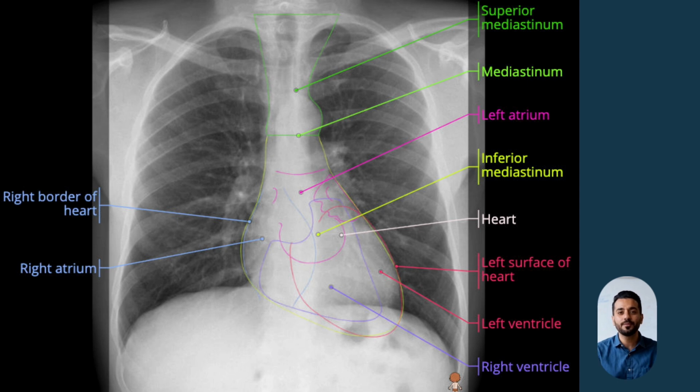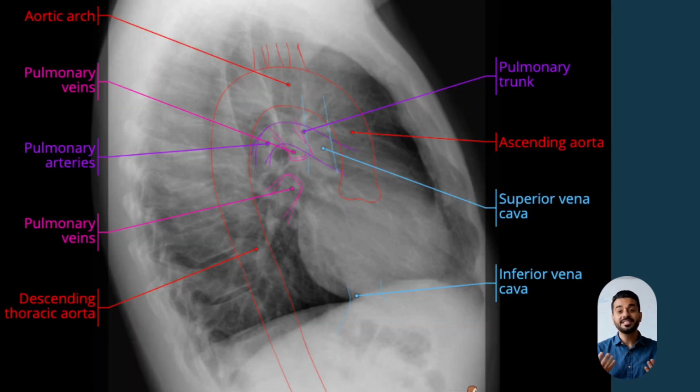This is the border we look at when we check the heart size. Here is a useful rule. On a PA chest x-ray, the heart should be less than half the width of the chest. If it is bigger than that, the heart may be enlarged. This is called cardiomegaly.